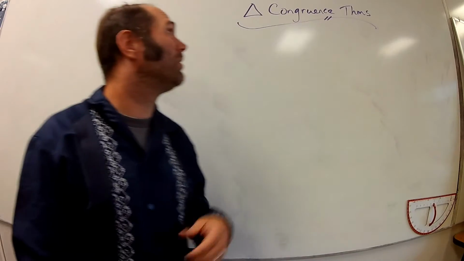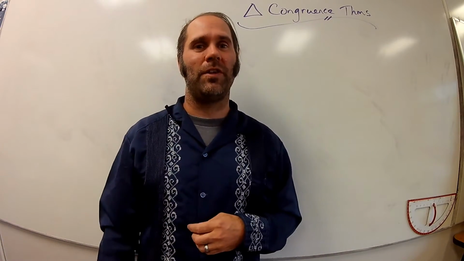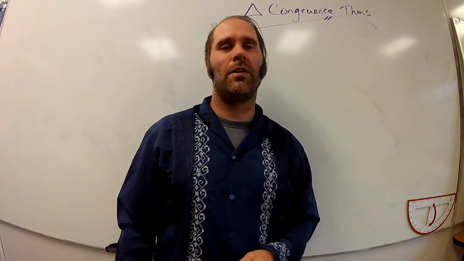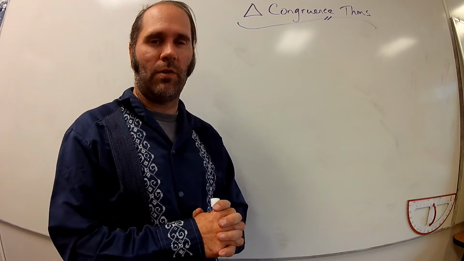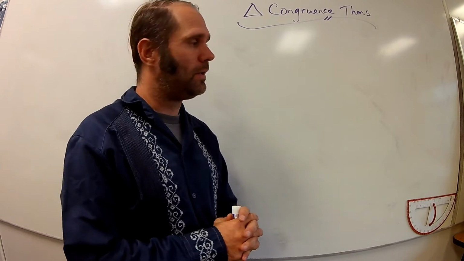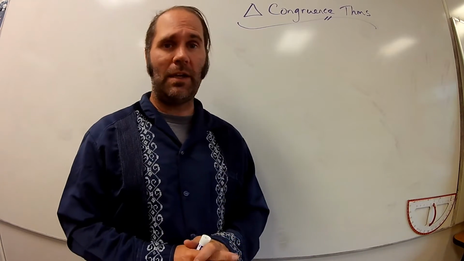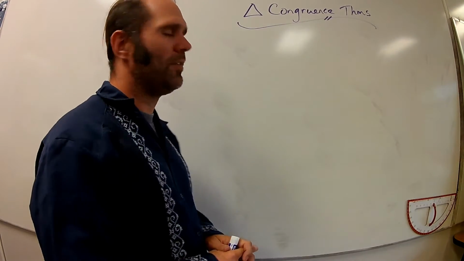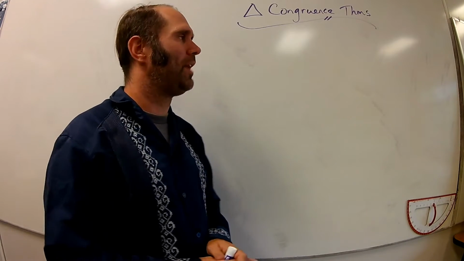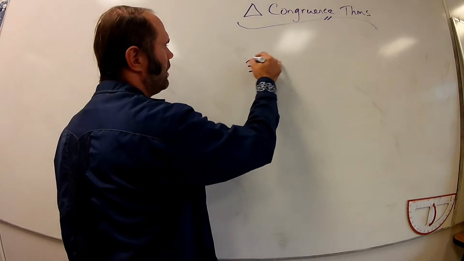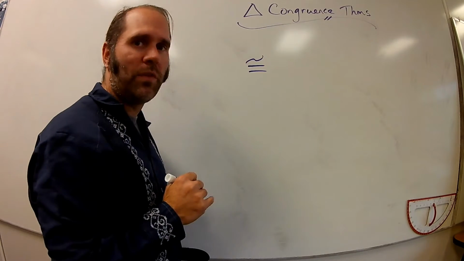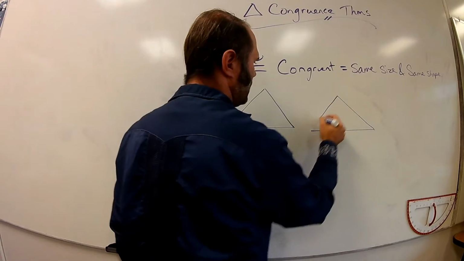We are looking at triangle congruence theorems today. Triangle congruence theorems look at: are two triangles congruent? What does congruent mean? Well, congruence means the same size and the same shape. And it has a symbol. Congruent is an equal sign with a little squiggle on top.